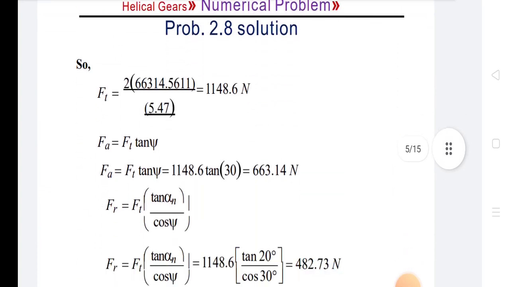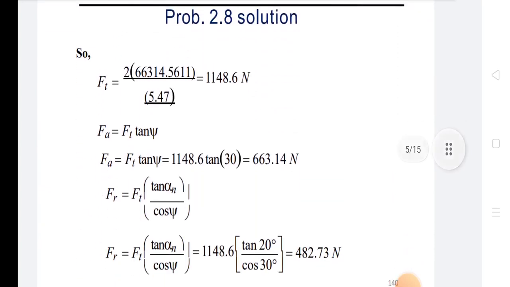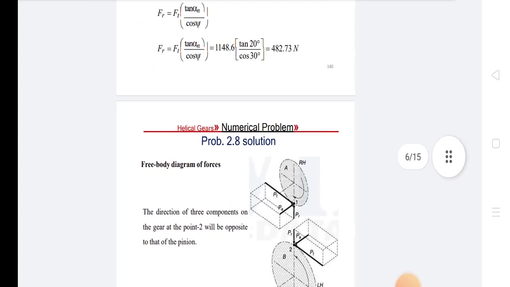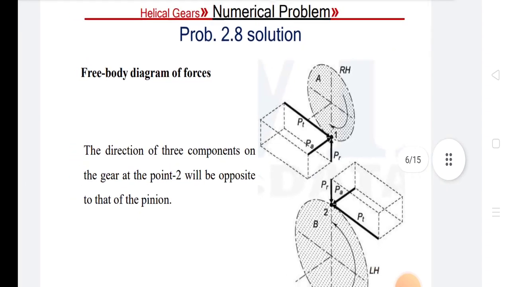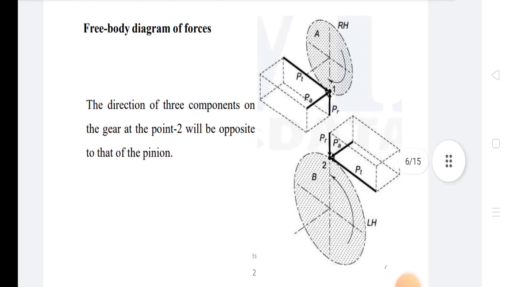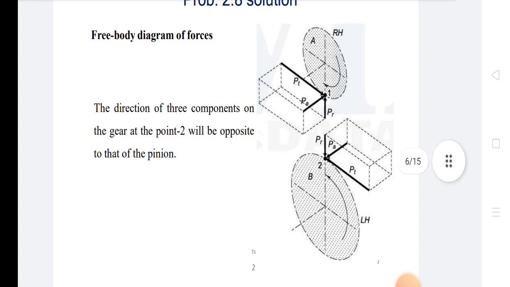So, this is the solution. Ft is equal to 1148.6 Newton. Fa is equal to Ft times tan psi. So, Fa is equal to 663.14 Newton. Fr is equal to Ft tan alpha n upon cos psi. So, Fr is equal to 482.73 Newton. So, in the free body diagram of forces, the direction of the three components on the gear at the point of contact will be opposite to that of the pinion.